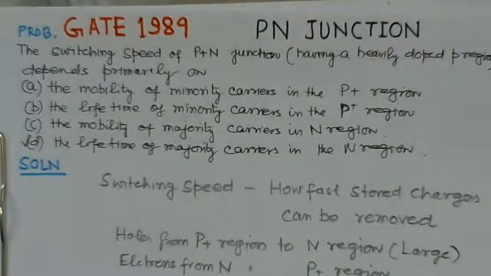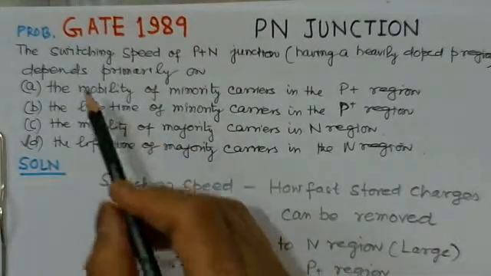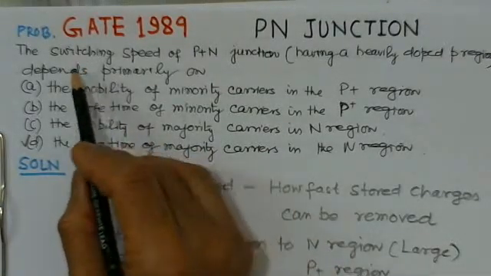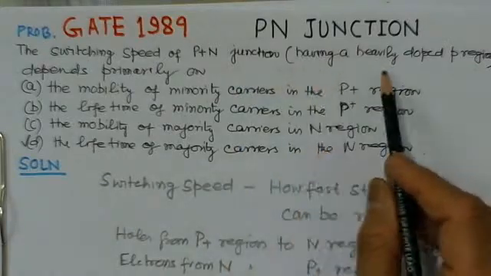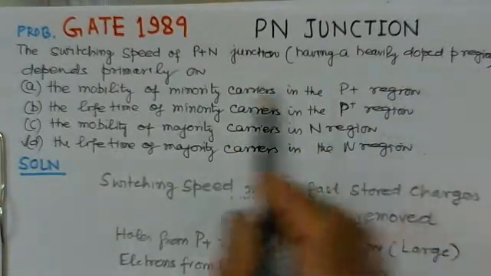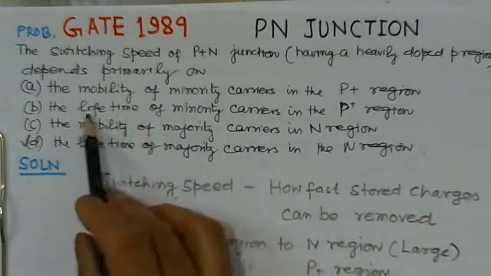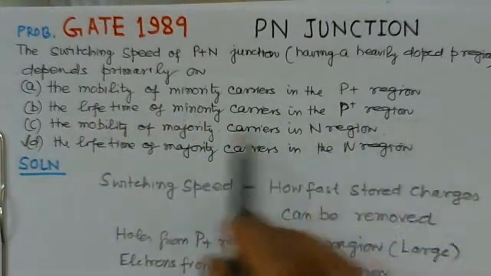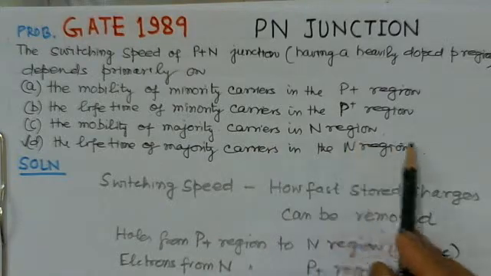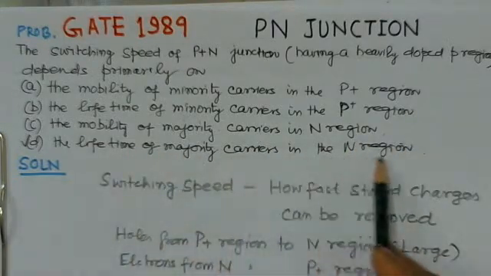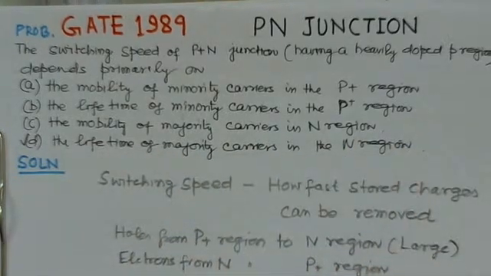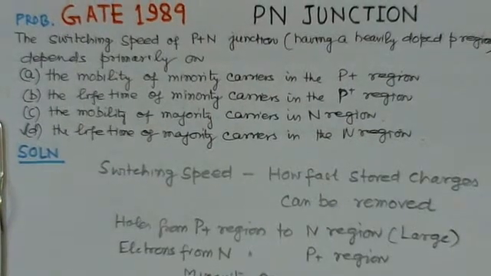Although it's a problem from 1989, it's a very good problem. We read out the problem here. The switching speed of a P plus N junction having a heavily doped P region depends primarily on the mobility of minority carriers in the P plus region, the lifetime of minority carriers in the P plus region, the mobility of majority carriers in the N region, and the lifetime of majority carriers in the N region. These are the various options, and we have to see.